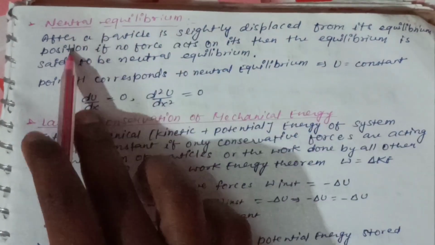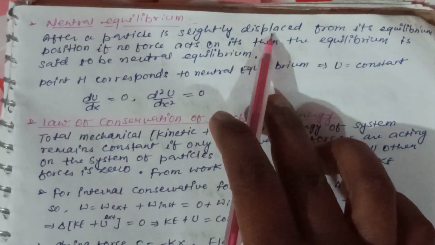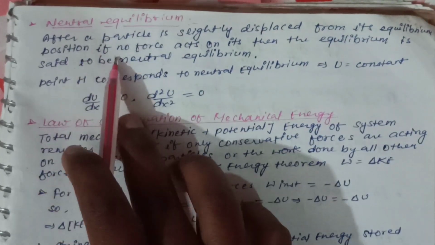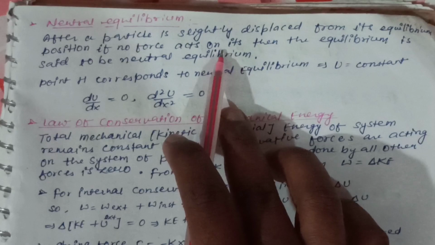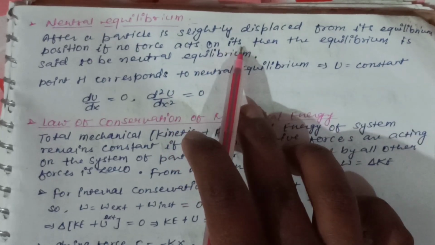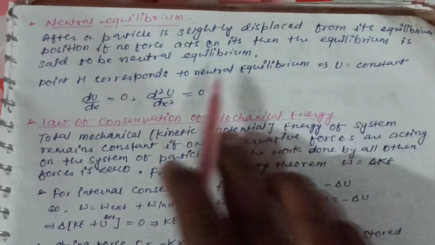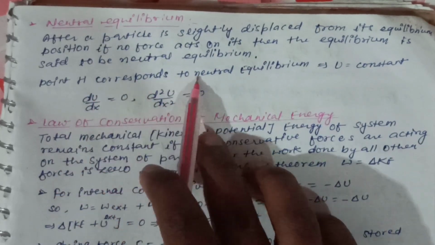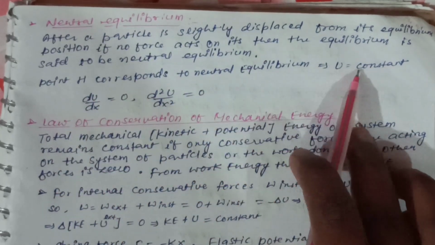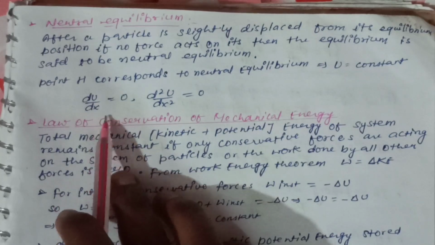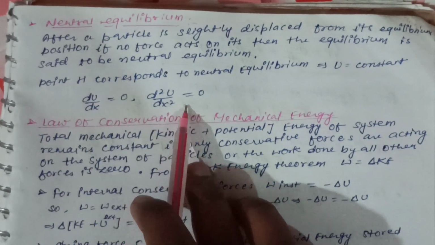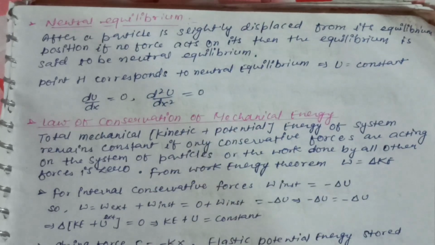Neutral equilibrium: after a particle is slightly displaced from its equilibrium position, if no force acts on it, then the equilibrium is said to be neutral equilibrium. Point H corresponds to neutral equilibrium. U is constant, dU/dx = 0, and d²U/dx² = 0.